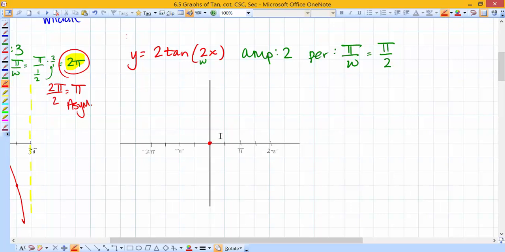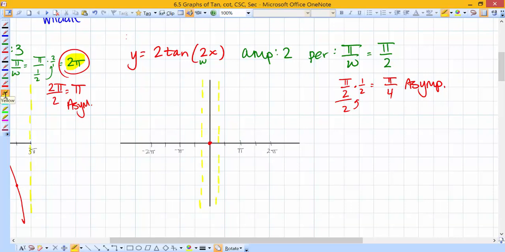Now what is half of pi over 2? Pi over 2 divided by 2 is pi over 4. That's your asymptotes. Your asymptotes are going to happen at pi over 4 and negative pi over 4. This is pi over 2, so pi over 4 actually happens in the middle. And then there's negative pi over 4.